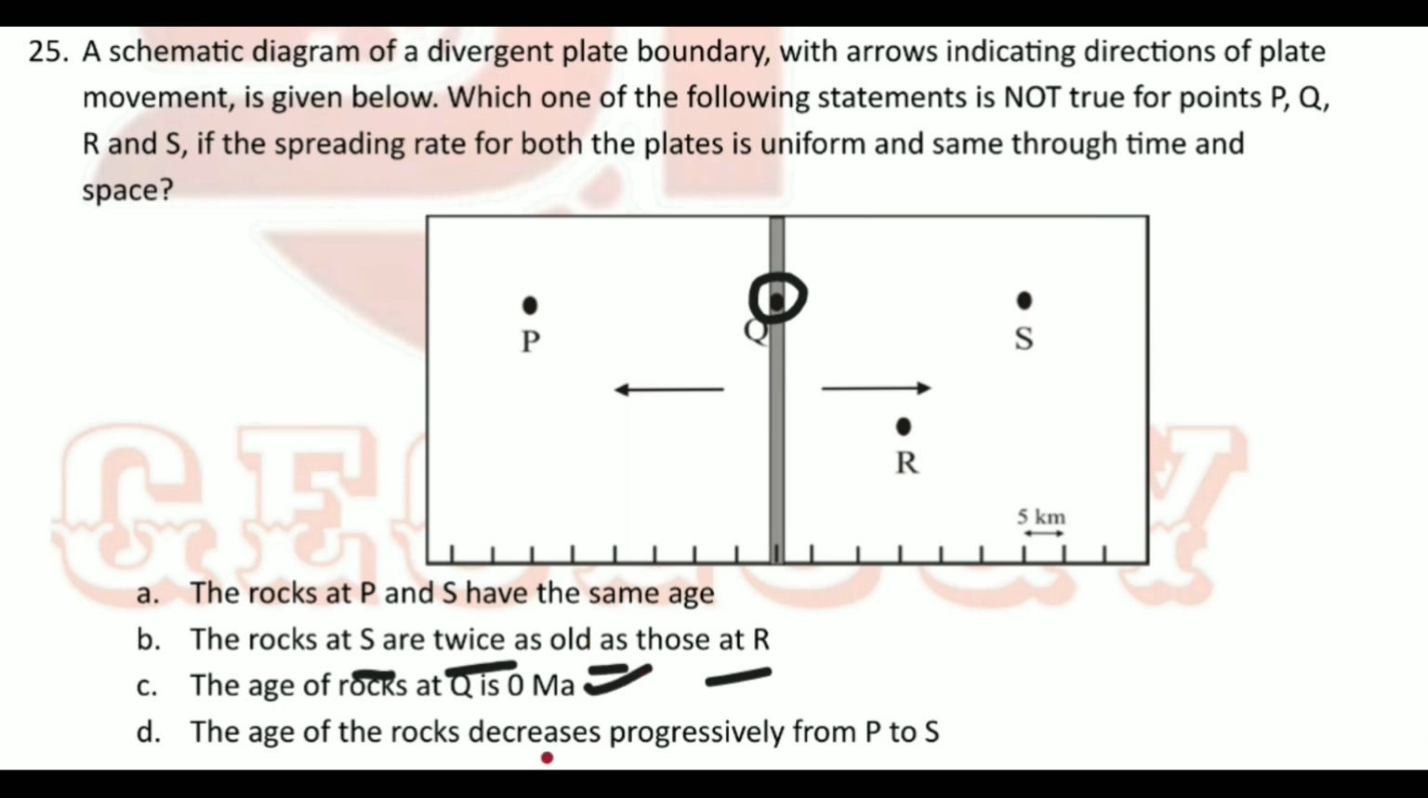The age of the rock decreases progressively from P to S. From P to Q it will decrease, then again from Q to S it will increase. So the option that the age of the rock decreases progressively from P to S will be incorrect. All other options are correct. Answer will be B.